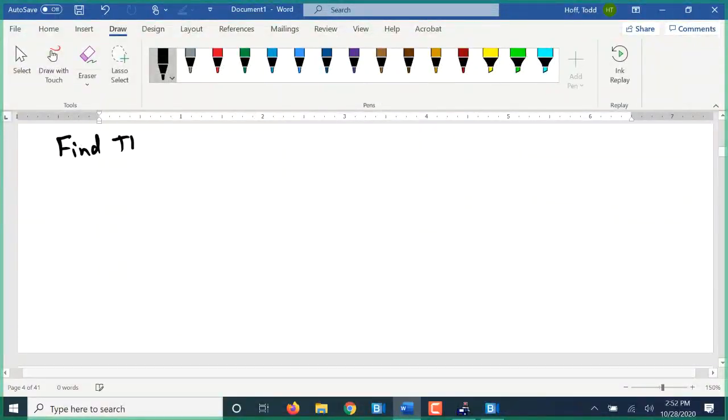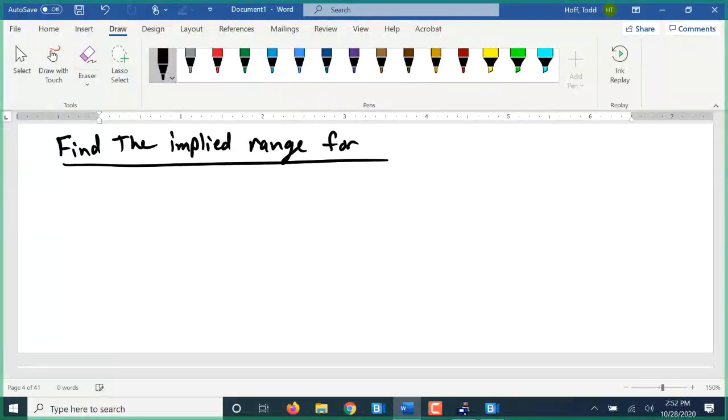So find the implied range for each of these measurements. For number 1 here, it is 32 inches, and for number 2, 4.83 inches. I'll give you a couple minutes, and then we'll go over those.